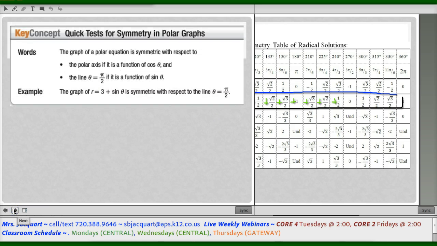All right, so here's a quick test. It's going to be symmetric to the polar axis if it's cosine. If it's sine, it's going to be along this one. If it's this one, it's going to be this one. Okay.